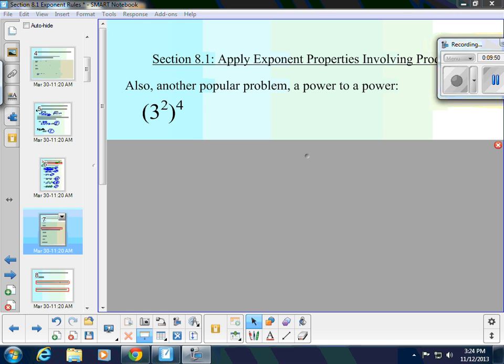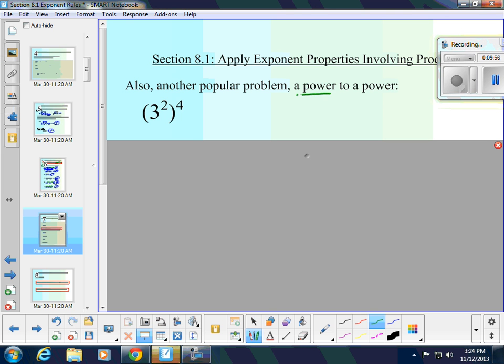I'm going to teach us one more rule as well today. And this one deals with when we have a power to a power, as these directions are talking about here. When I have a power to a power, what does that mean? Well, here I have the base 3 to this exponent 2, right? And then all that's in parentheses, and then it's to another exponent, to the 4th power. So it's 3 squared, that expression, and then that to the 4th power. So a power to a power. 3 to the 2nd power, and then to the 4th power also.